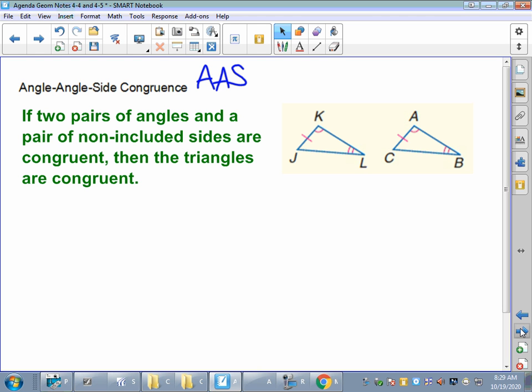Angle, angle, side says if two pairs of angles and a pair of non-included sides are congruent, then the triangles are congruent. So non-included sides are the ones that are not in between them. They're off to a side, one side or the other. So notice I've got two pairs of angles. Angle K is congruent to angle A. Angle L and B are congruent.